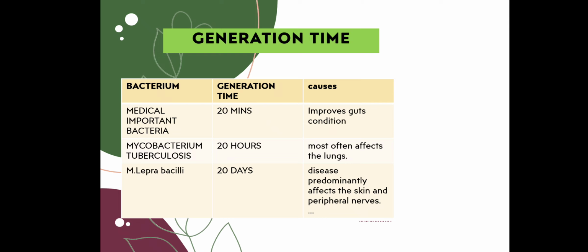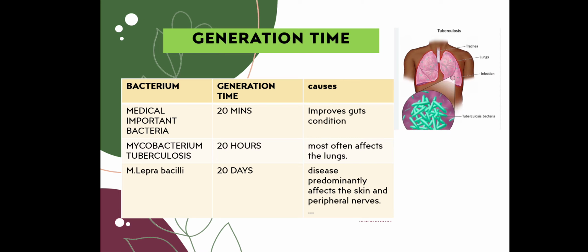Then comes Mycobacterium tuberculosis, which has a 20 hours generation time. Most often this affects the lungs of human beings, where congestion in the lungs, trachea and alveoli occurs. The person coughs or has breathing troubles. This all occurs due to the tuberculosis bacteria, known as Mycobacterium tuberculosis.